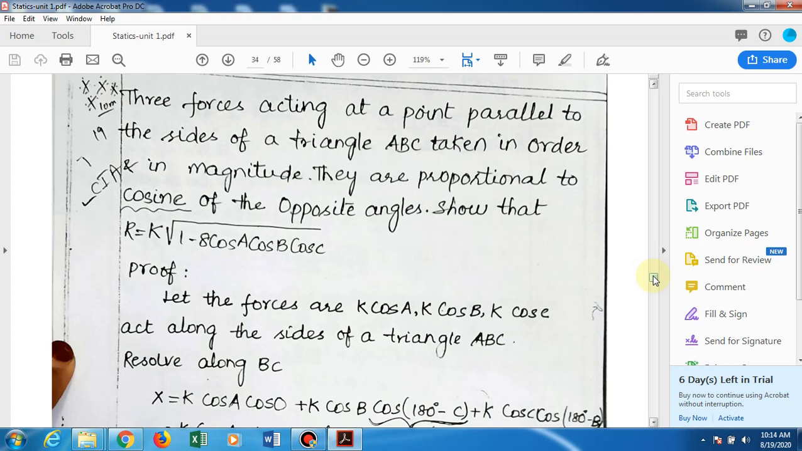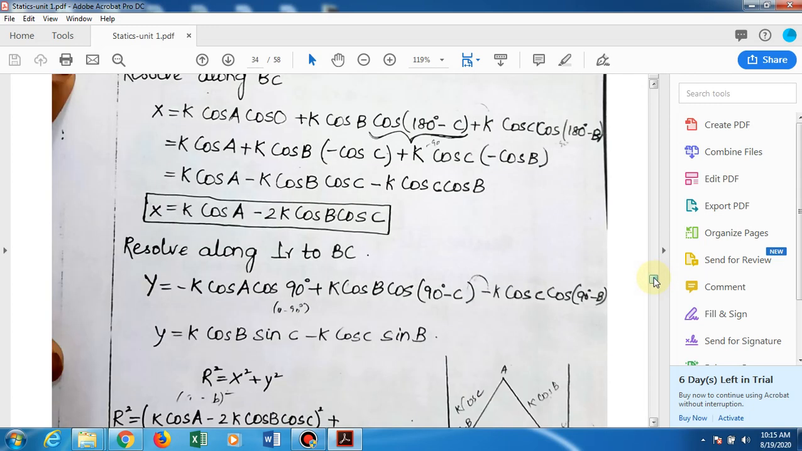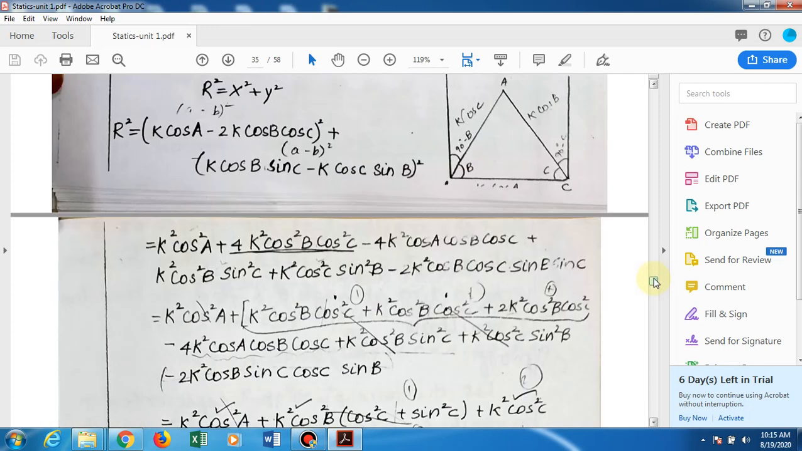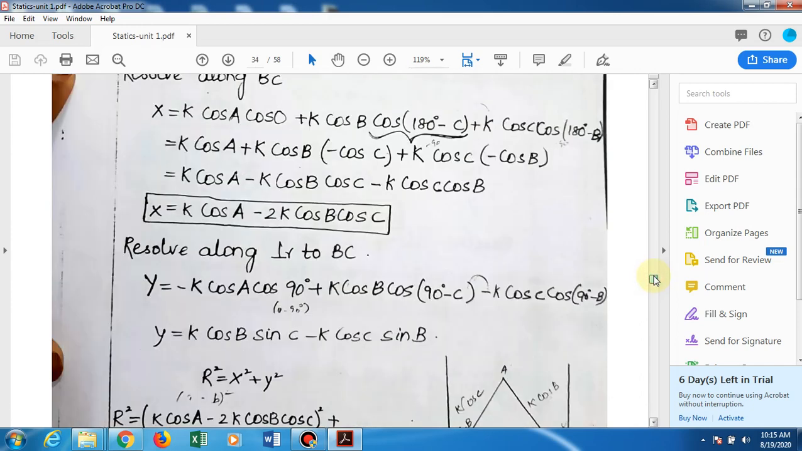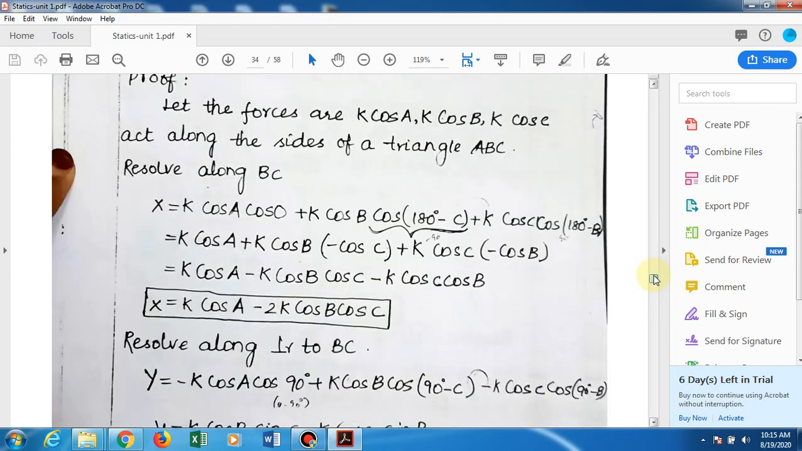Three forces act at a point parallel to the sides of triangle ABC, taken in order, and in magnitude they are proportional to the cosines of the opposite angles. Show that R is equal to K into square root of 1 minus 8 cos A cos B cos C. Here also you have to see the diagram. It's a very easy and important problem.